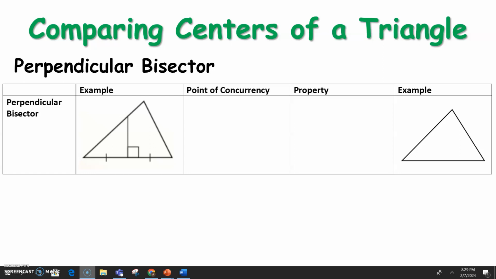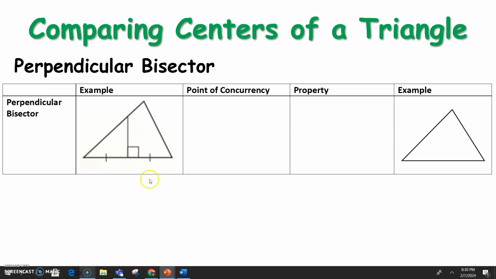All right, so we're going to create a little bit of a cheat sheet today that just summarizes all of the things we've learned. The first one is we learned about perpendicular bisectors. We said that a perpendicular bisector was a line that was perpendicular to one side of the triangle and bisected, or cut in half, that side. This is an example of a perpendicular bisector.